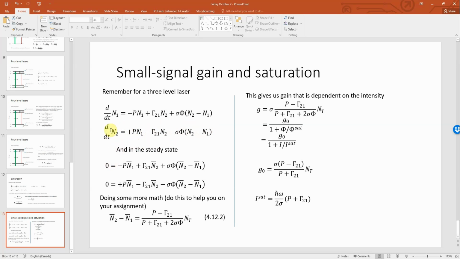So again, we want to look at this in the steady state. We set the rate of change equal to 0, and with a little bit of math, exactly the same math that you did for the previous part, the difference in the population, n2 minus n1, is going to be the pumping rate minus the spontaneous decay rate over the pumping rate plus the spontaneous decay rate plus 2 times sigma phi. The difference between this and what we had previously is that now we're taking the stimulated emission into account.